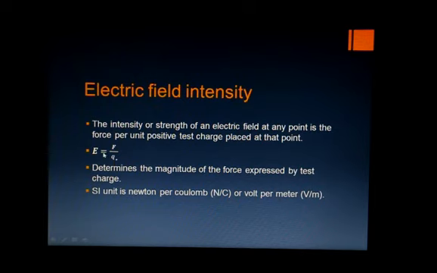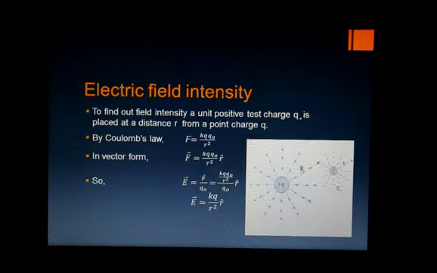The unit of electric field intensity. The SI unit is, you can see, what is the unit of force? Newton. What's the unit of charge? Coulomb. So Newton per Coulomb is the unit of electric field intensity. It is equal to another unit, that is volt per meter. And this volt per meter is actually derived from Newton per Coulomb. I will derive it in the next lecture.